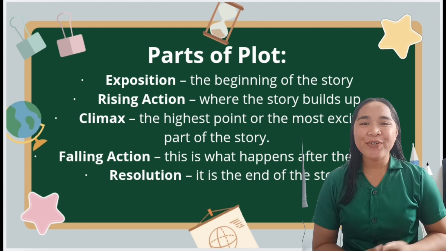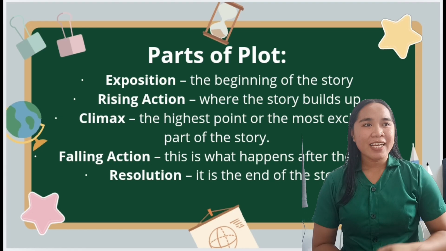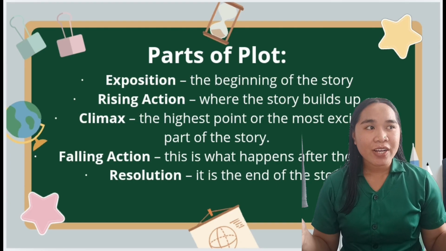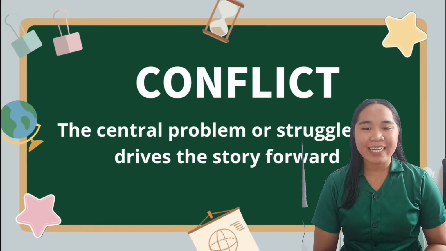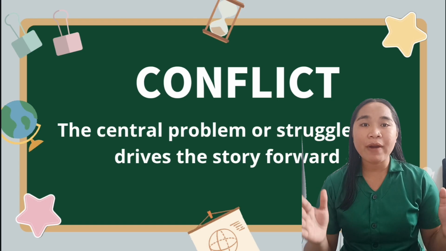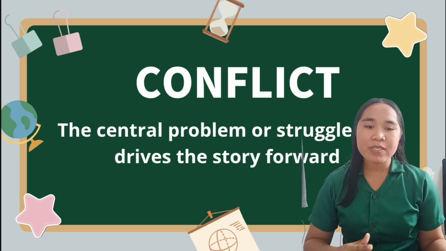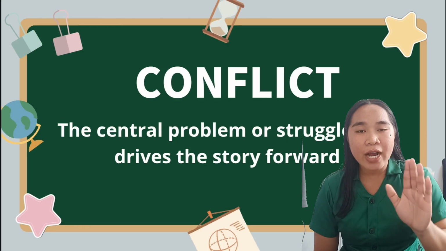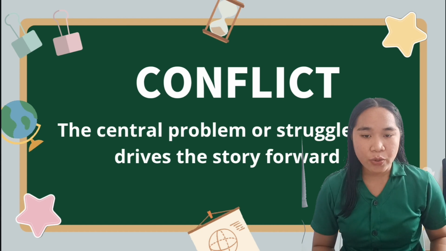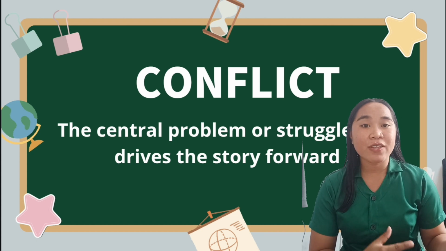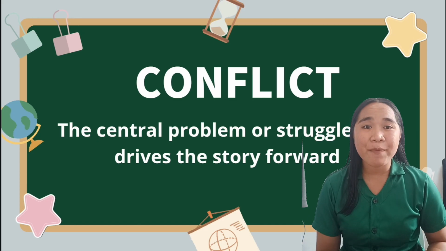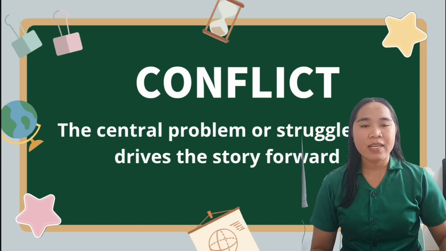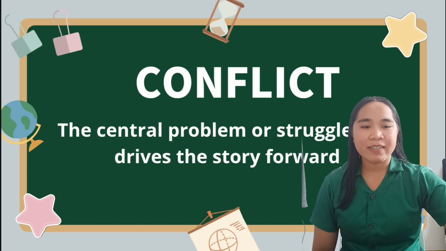And what is our number 4 element of a short story? Yes, Jaira. So our 4th element of the story, we have conflict. Very good. So conflict is the central problem or struggle that drives the story forward. It means the conflict is the problem or struggle of the characters in the story. It is the main challenge that drives the story forward, and this is the exciting part because it's going to resolve the problem or the challenges that they face. So that is the conflict.